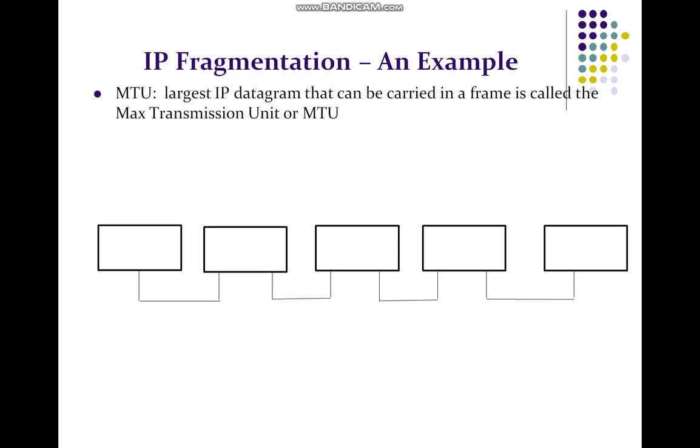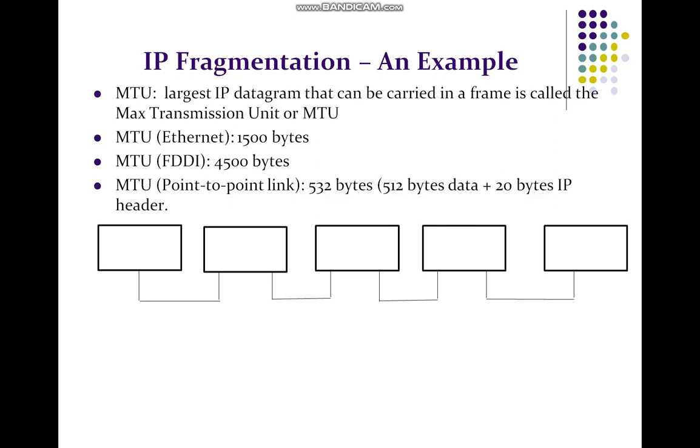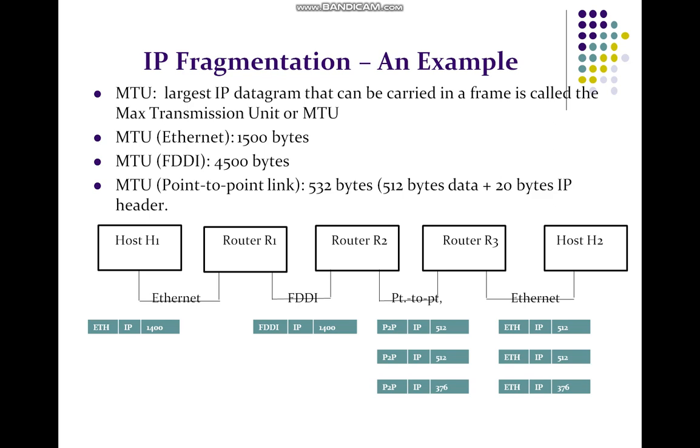The largest IP datagram that can be carried in a frame is called the maximum transmission unit, about 1500 bytes in length. MTU is used for point-to-point links. Here from host to router we use Ethernet, router to router we use FDDI, and router to router again we use point-to-point, and once again router to host we use Ethernet.